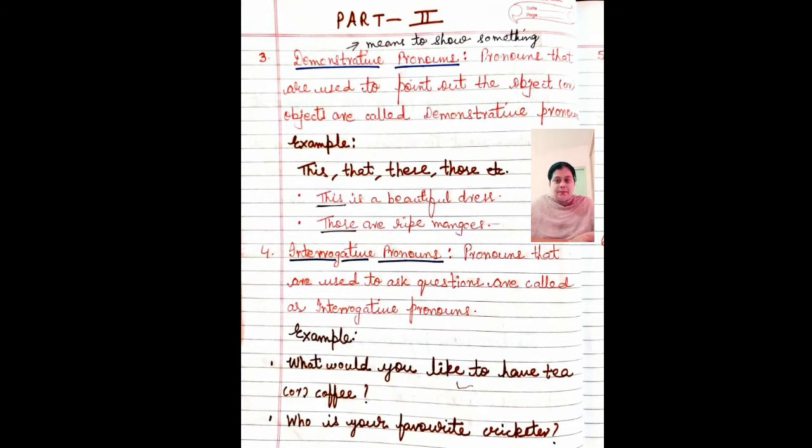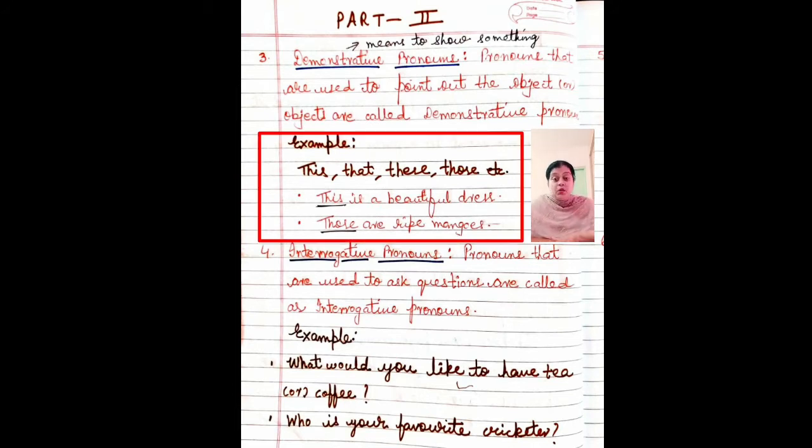Now, look at the example. This, that, those, these. Now these will come under the demonstrative pronoun. In any of the sentences where you will find this, those, that, these, it will come under demonstrative pronoun. Now look at this example. I have quoted two examples.